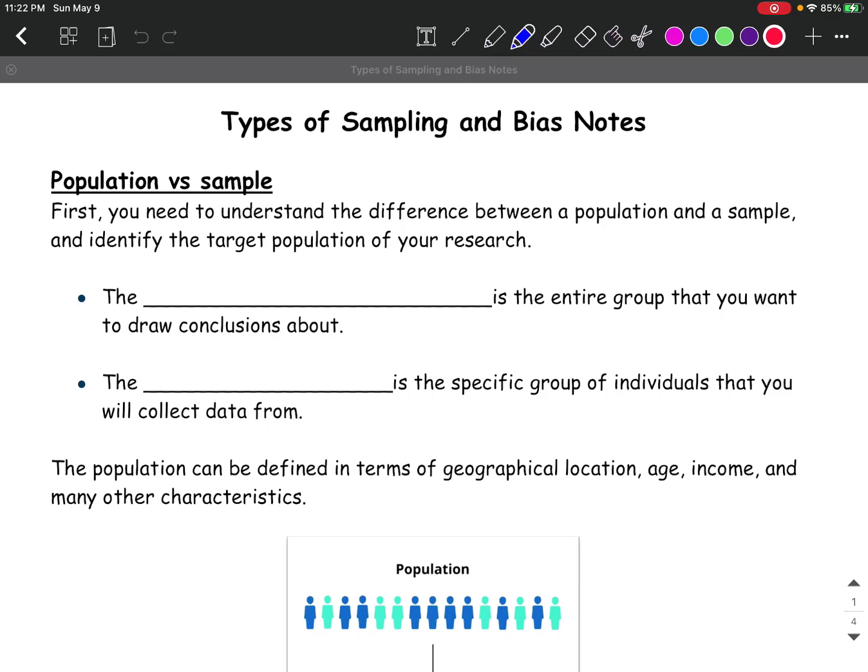Hi guys. Okay, today we're going to talk about types of sampling and bias.